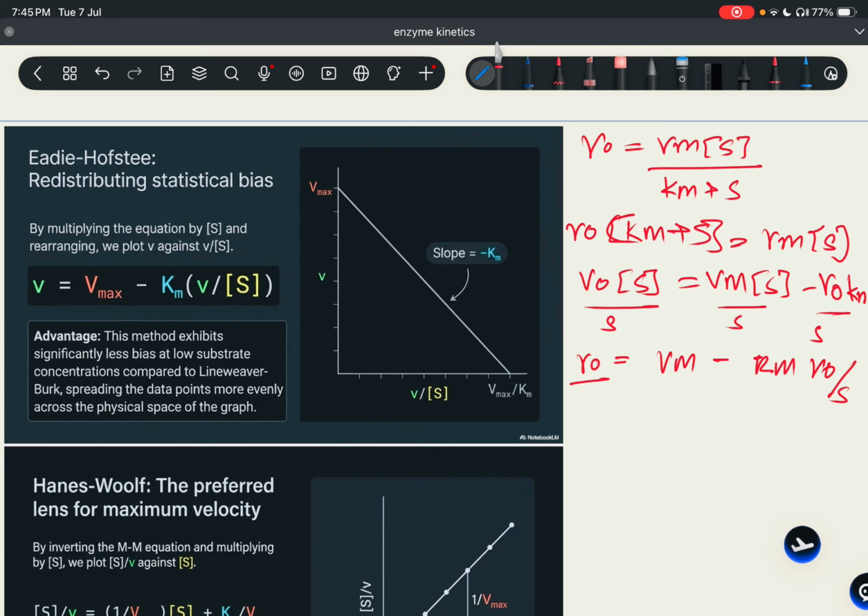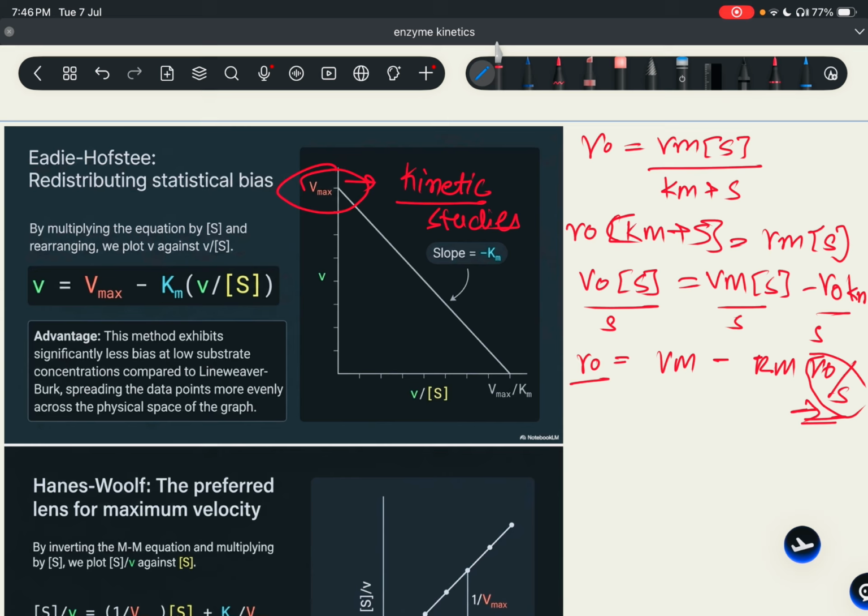And this one is something which is important to understand. This V naught against 1 by S substrate. Once you plot against it, the biasness is somehow reduced because it evenly extrapolates. It evens out. It is starting with Vmax rather than ending with it. So somehow it is evened out and it is used for kinetic studies.